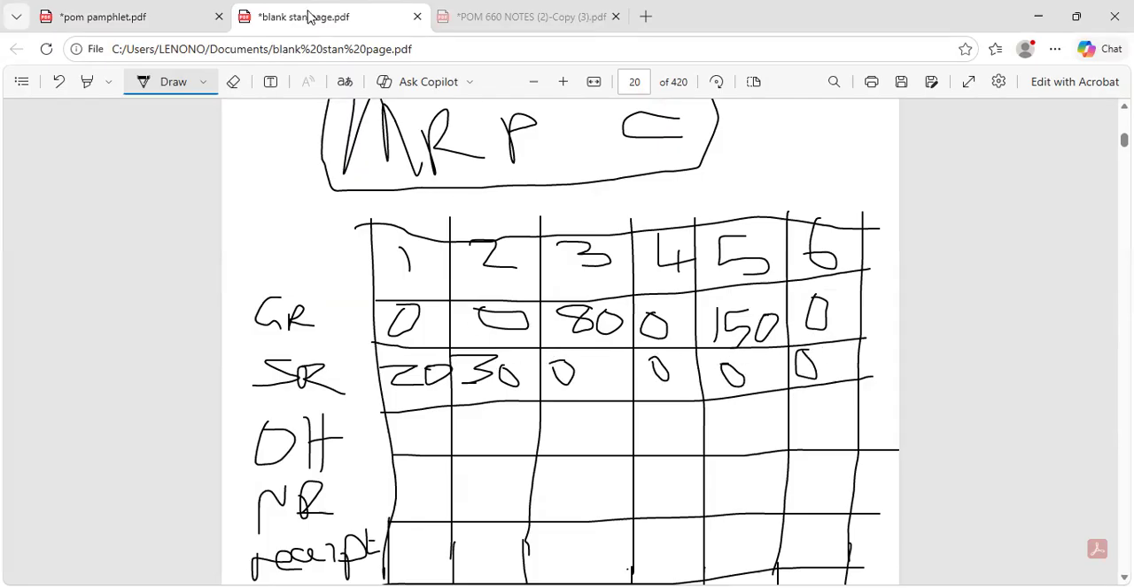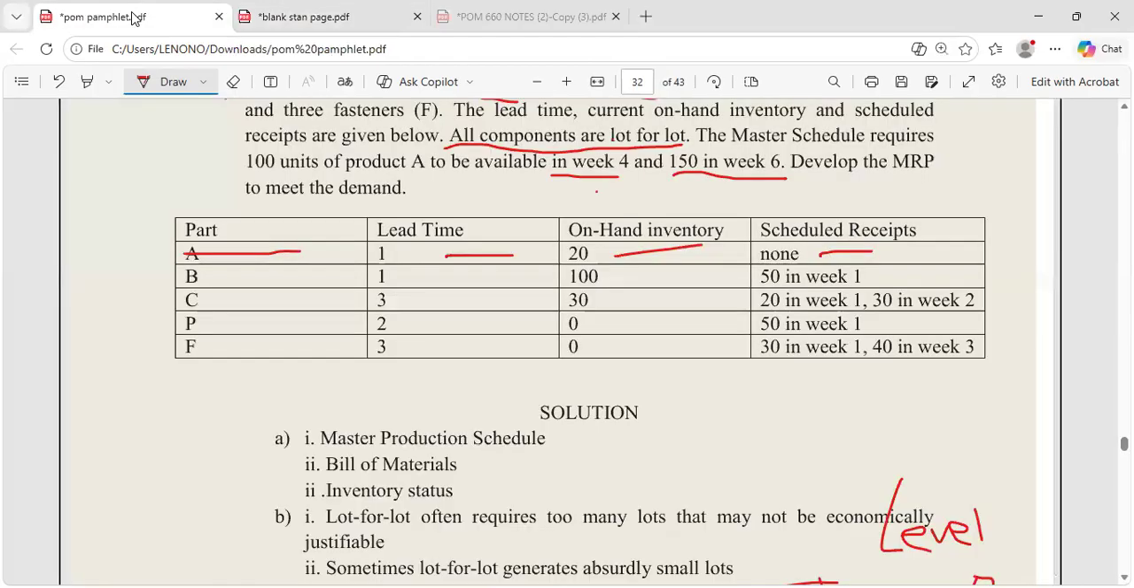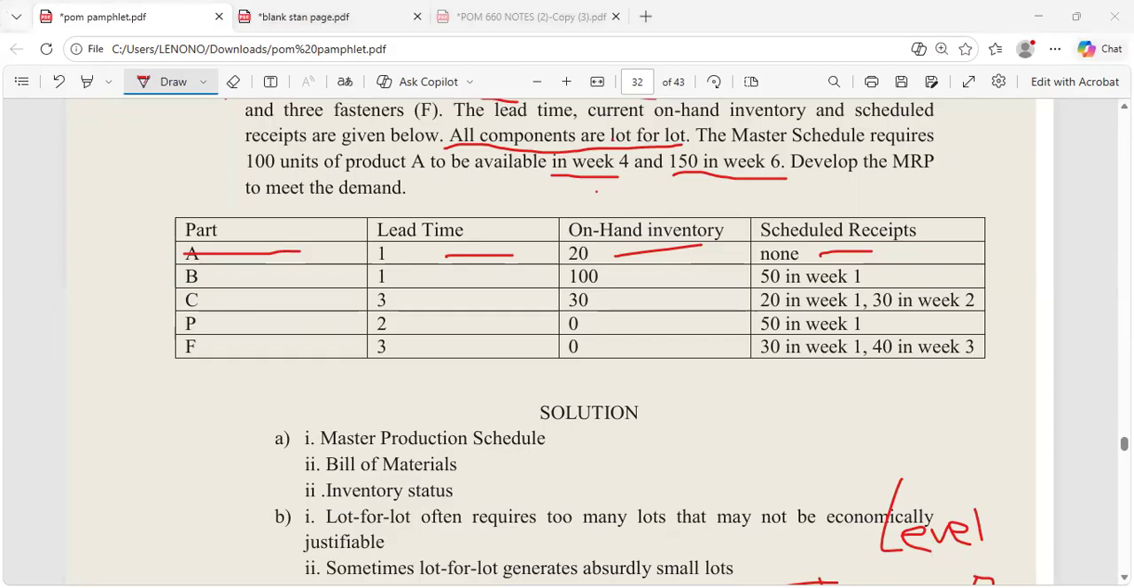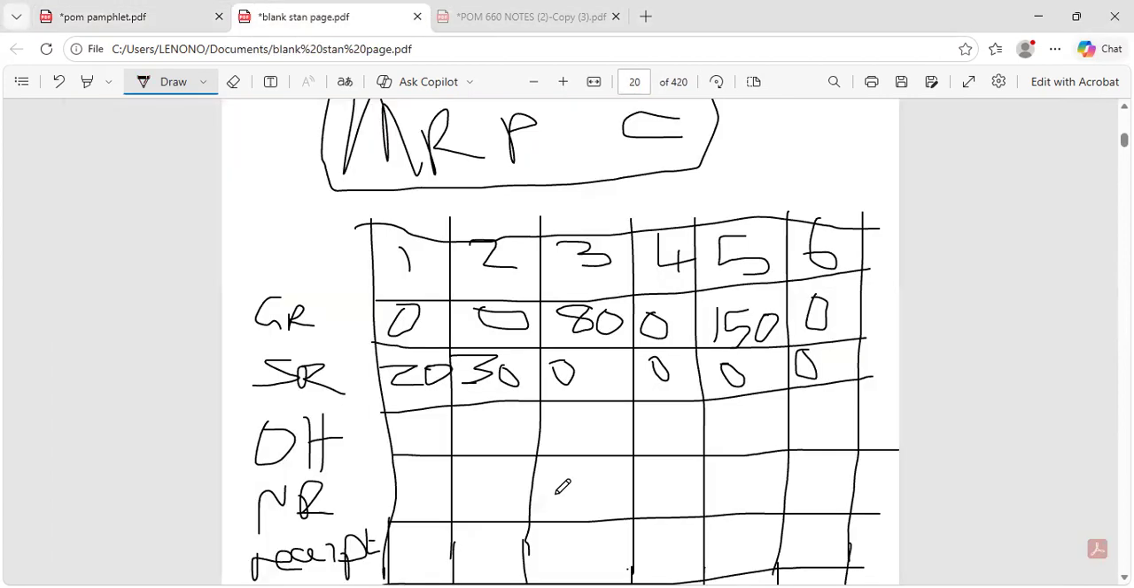Then what do you do for the on hand for C? On hand is 30. So on hand is set.